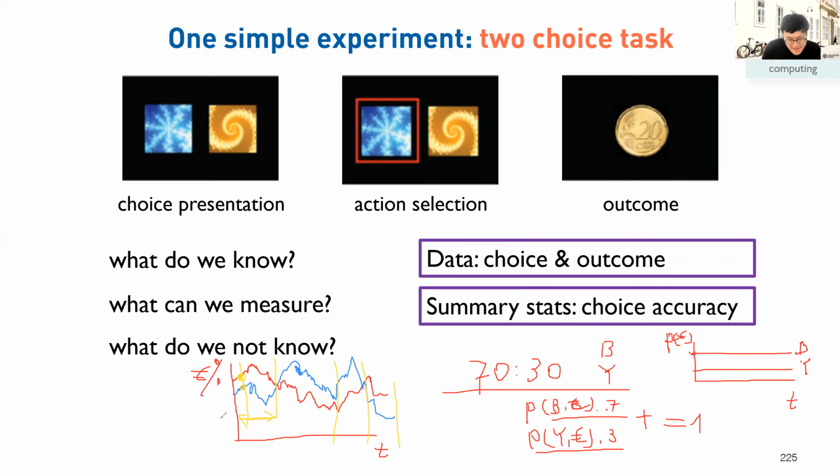It's not an easy task, but it's learnable. People are able to learn from it. And you might wonder why people use this kind of drifting version of reward probability rather than the other one. Well, it is because this makes the task more dynamic.